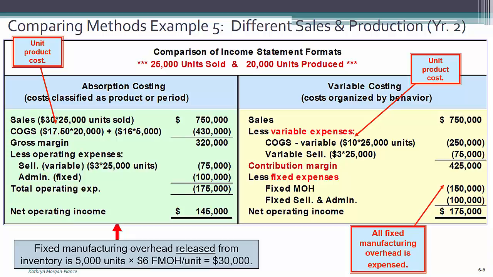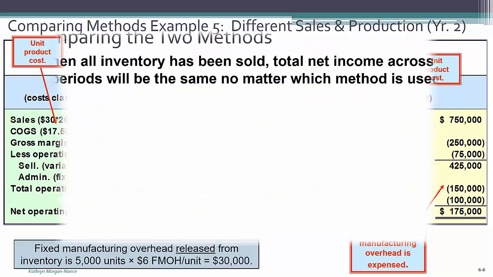In fact, fixed manufacturing overheads of $30,000, at $6 per unit, incurred during year 1 is reflected in year 2 cost of goods sold under absorption costing. It's no longer deferred on the balance sheet. We say it's being released because the 5,000 units of inventory to which it was attached in year 1 were sold in year 2. And this brings up an important point, which we'll cover on the next slide.